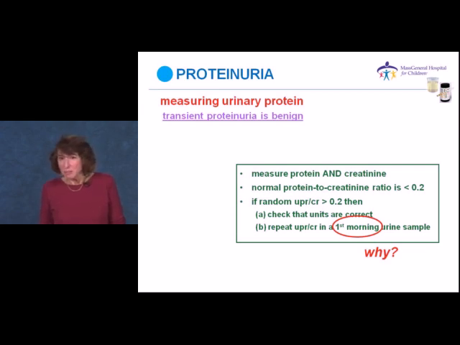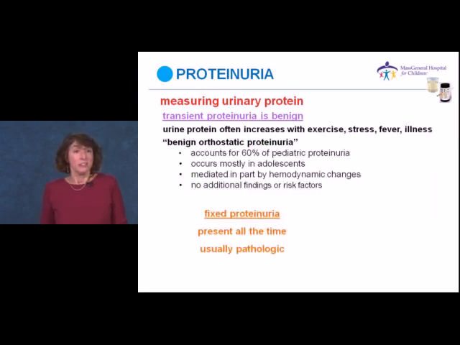And so why does it have to be a first morning? Well, the point is that urine protein varies through the course of the day and with different kinds of activity. And if you have elevated protein transiently and it comes back to normal, that's considered benign. So urine protein will increase with exercise, it'll increase with stress, physical stress, and emotional and psychological stress. It'll increase with fever and illness. And as long as it keeps coming back down to normal, then it's considered benign proteinuria, and the most common kind is benign orthostatic proteinuria or benign positional proteinuria.